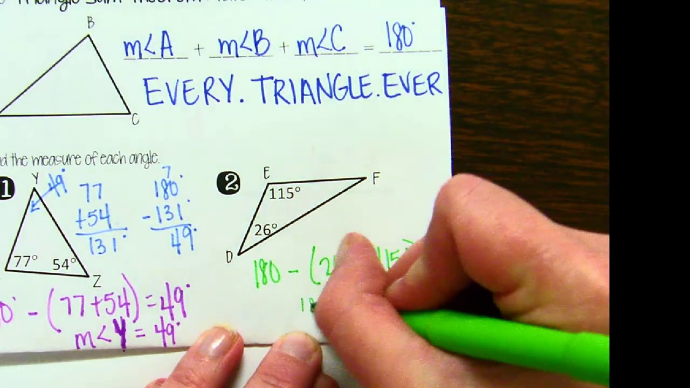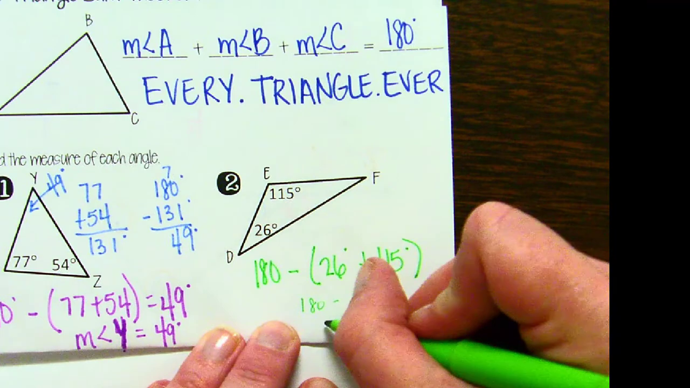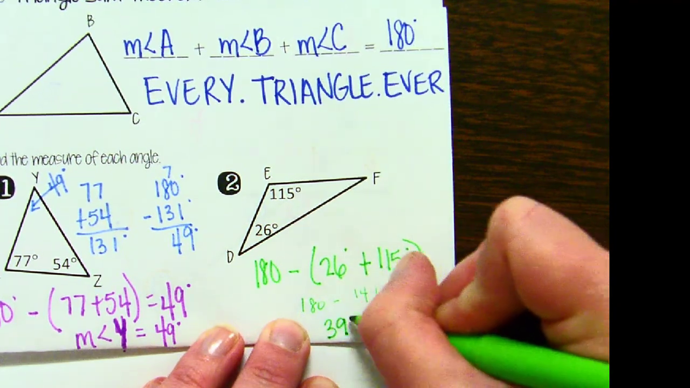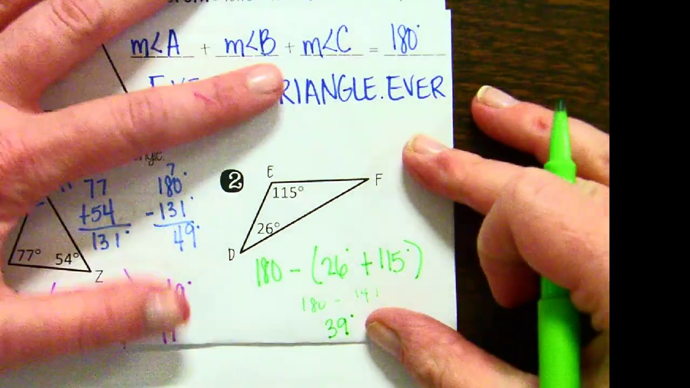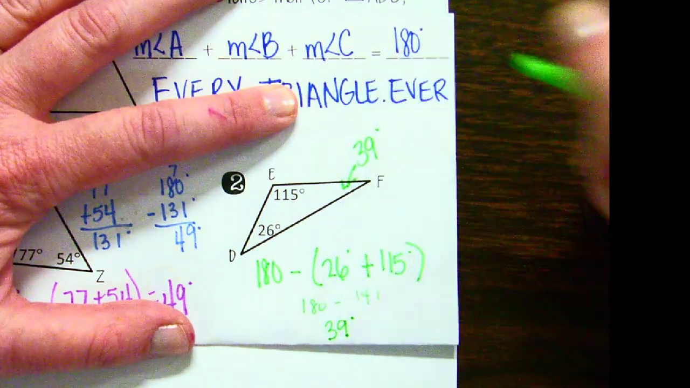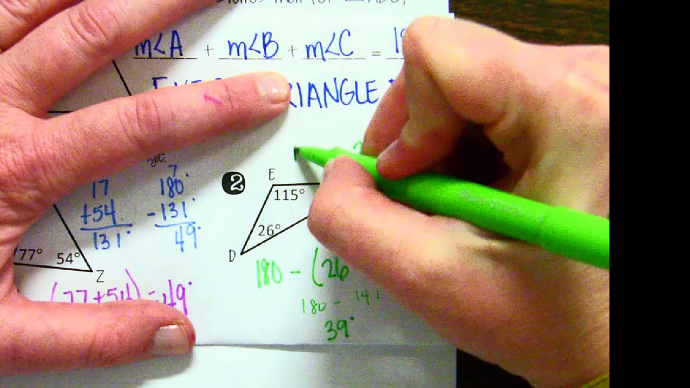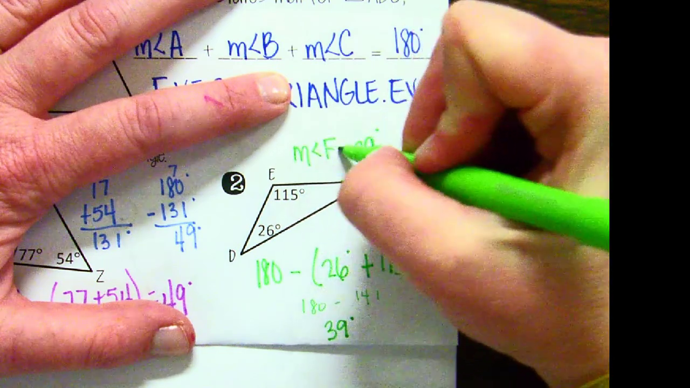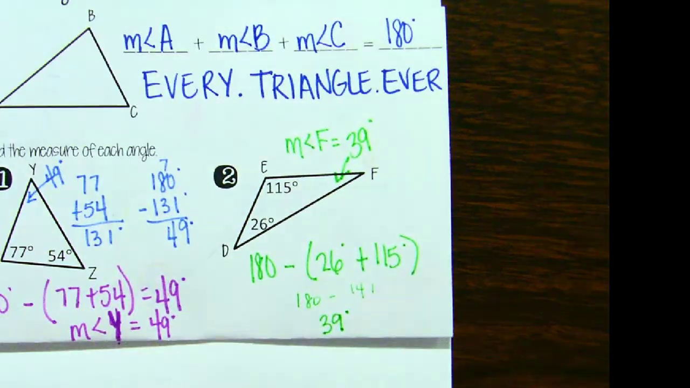So that's 180 minus 141. That leaves me 39 degrees for the measure of angle F. So if we wanted to write it out, we can say the measure of angle F is 39 degrees.